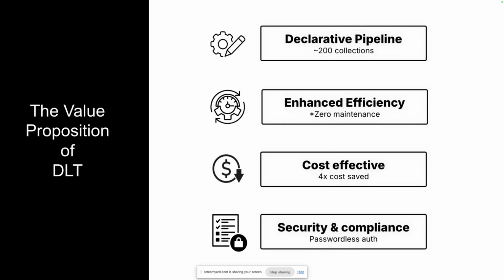So a couple of facts, the value which DLT brings to Forto. We have made a declarative pipeline which our platform needed. There are 200 collections which we onboard. It's self-service, as I said. Enhanced efficiency, zero maintenance. Yes, there were bugs, but in single digits. I will not call it pressure on us to say it's not running well. So we have zero maintenance there. We have saved 4x cost compared to a managed solution. It's a great achievement for us.